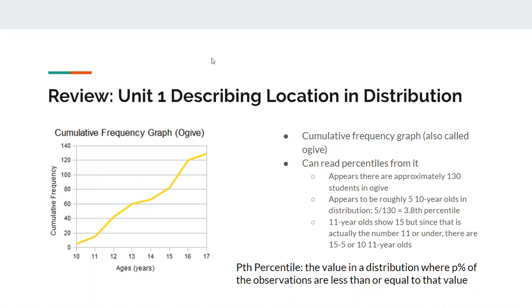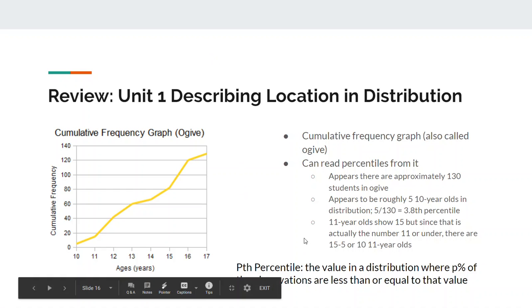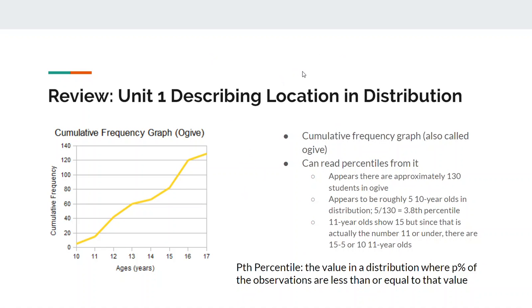Now I'm gonna talk about describing location in a distribution. So you're gonna hear the phrase percentile. This definition down here: the pth percentile is the value in a distribution where p% of the observations are less than or equal to that value.